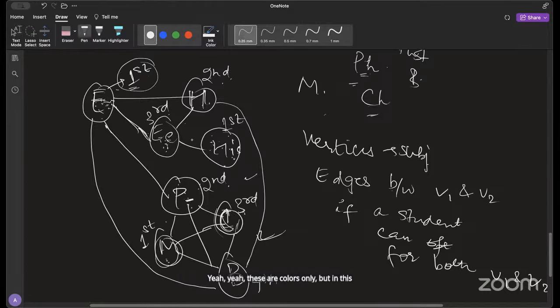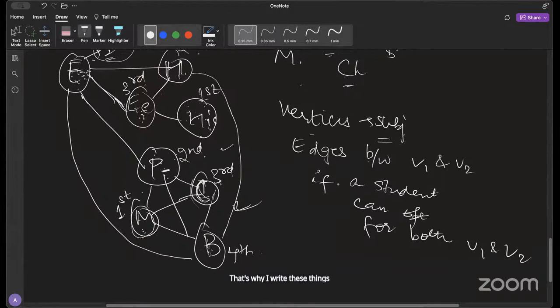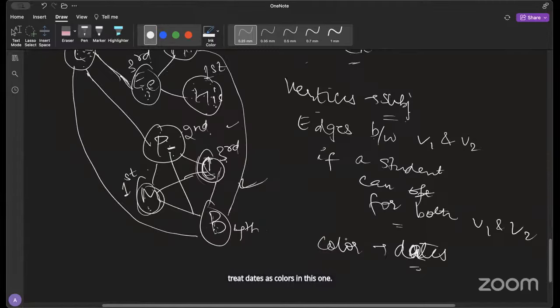In this particular example, that's why I write these things. Your vertices are subjects, edges are this thing, and then this color is nothing but your dates. Treat dates as colors in this only. Okay. No doubt here.